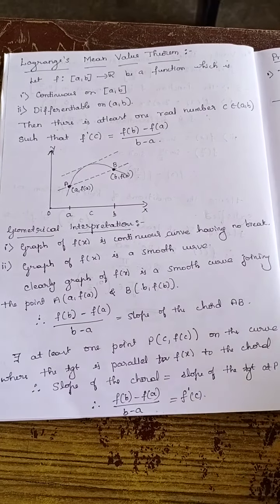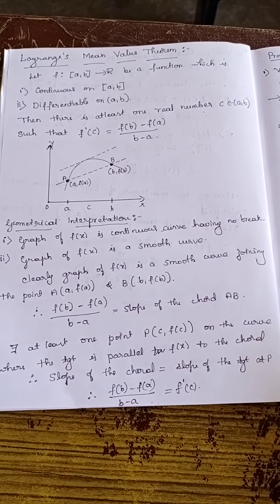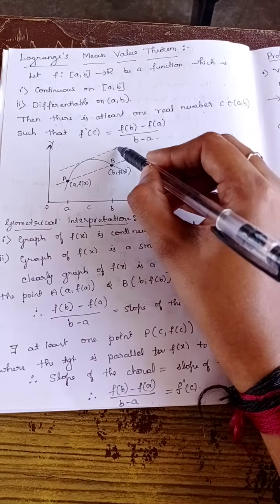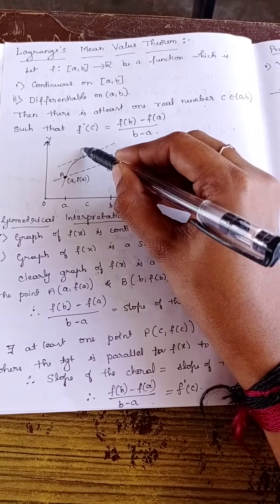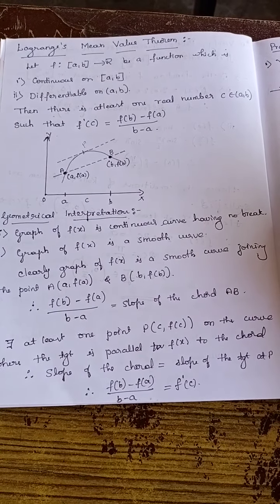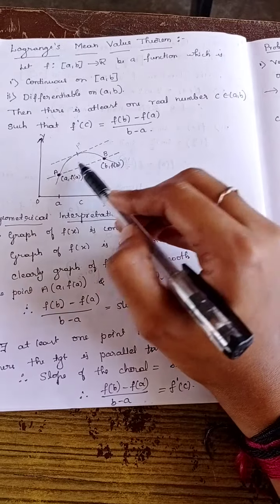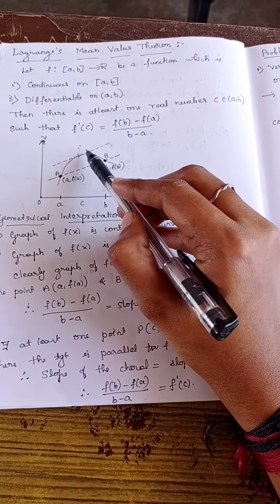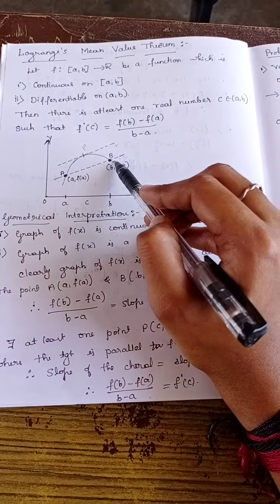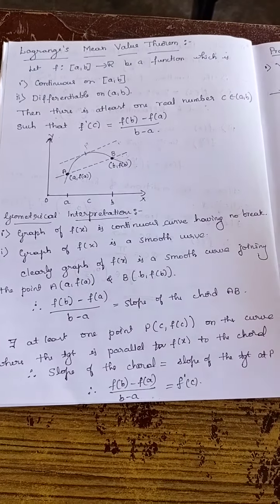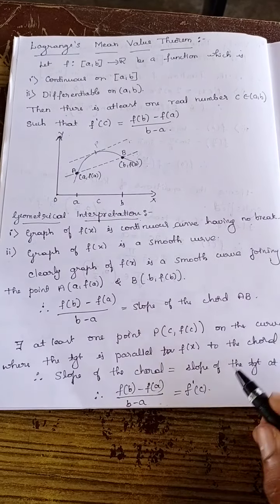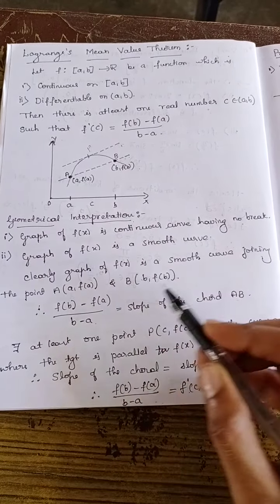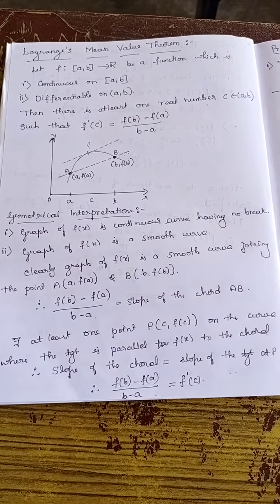Then we can find at least one point P, C comma f of C, on the curve where the tangent is parallel to the chord AB. The slope of the tangent at P is equal to the slope of the chord. The slope of the tangent is the derivative at that point, f dash of C, which equals f of B minus f of A divided by B minus A. This is called Lagrange's mean value theorem.